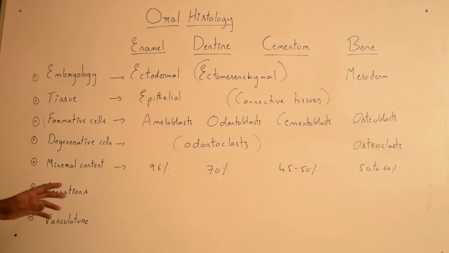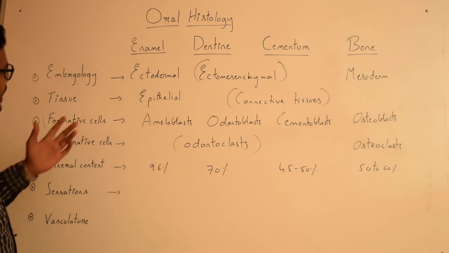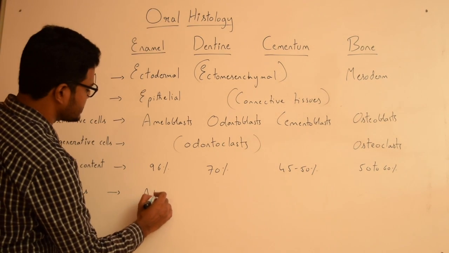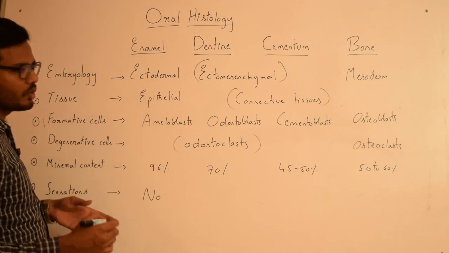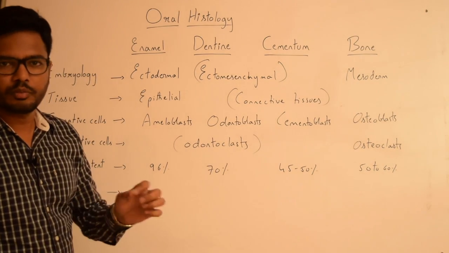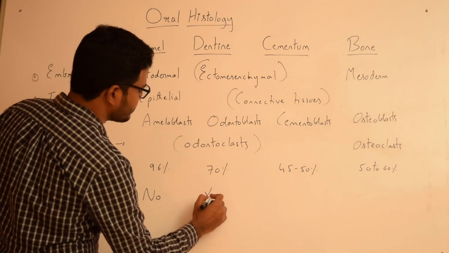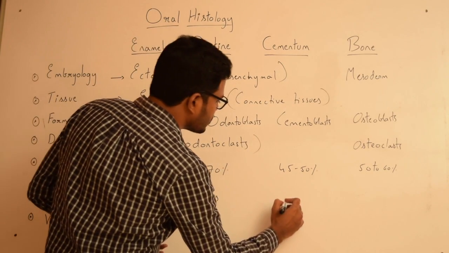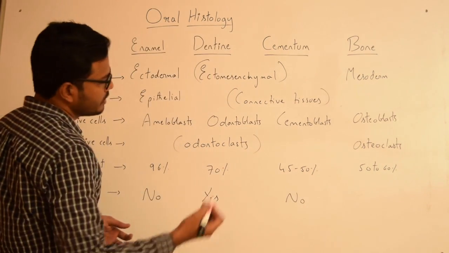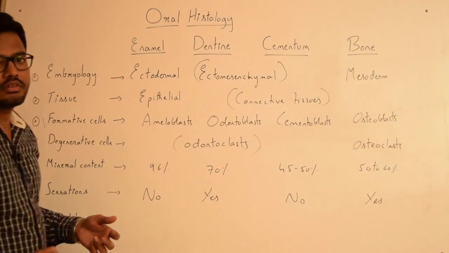And then coming to sensory supply or sensations, so enamel has no sensation, whereas dentin has terminal nerve ending, so there can be sensitivity when we probe dentin or when dentin is exposed, right? So it has sensations, whereas cementum, it has no innervations, so no sensations whatsoever, and bone, it has plenty of nerve innervations.